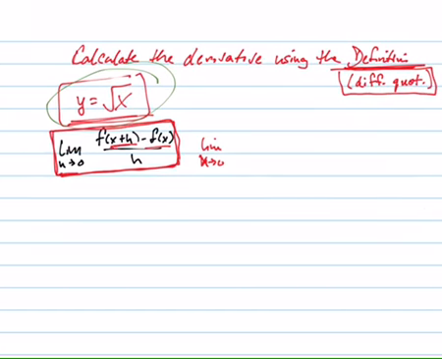of f of x plus h, which is the square root of x plus h for our example, minus the square root of x, which is f of x, all divided by h. That's the easy part. The hard part is simplifying that. So here's the trick. When you have square roots like this, we use what's called the conjugate a lot of times. So the conjugate is the square root of x plus h plus the square root of x.